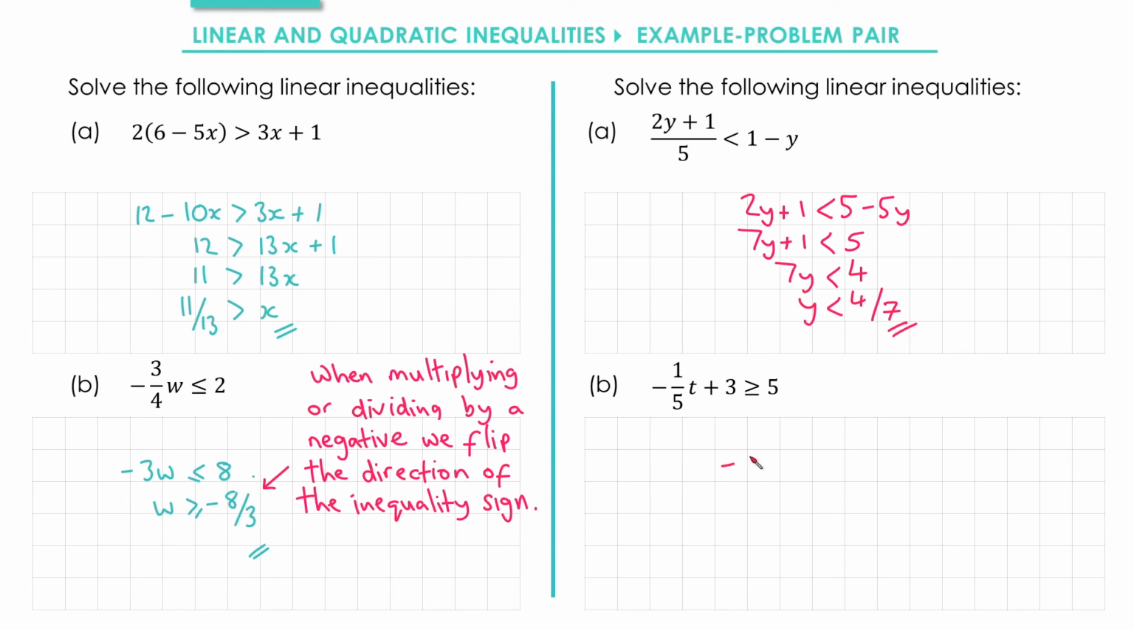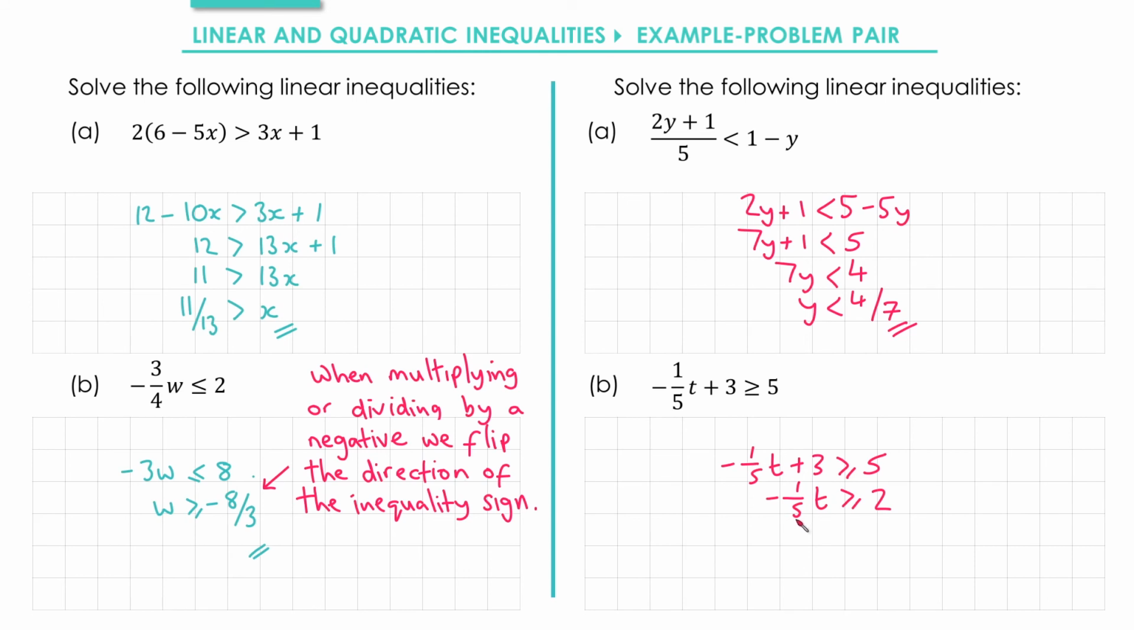In part B, we've got minus 1/5 t plus 3 is greater than or equal to 5. Let's start by subtracting 3 from both sides. That leaves us with minus 1/5 t on the left and 2 on the right.